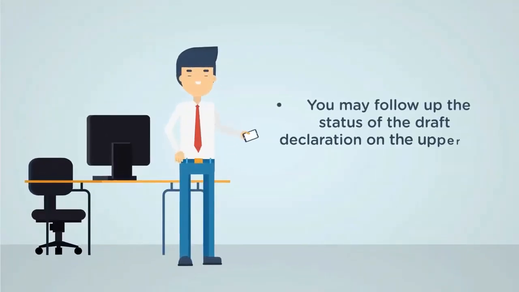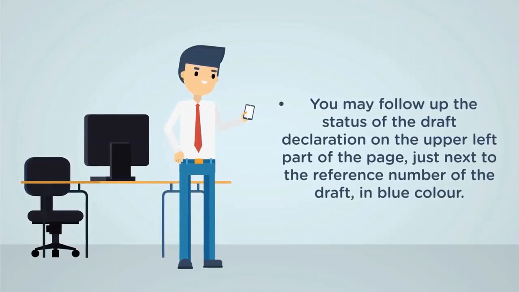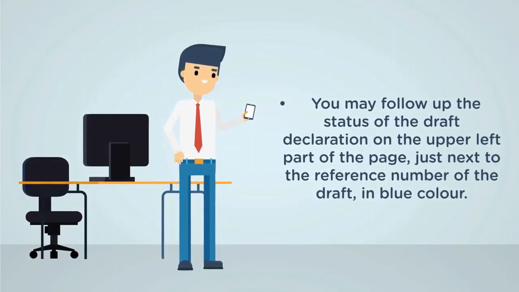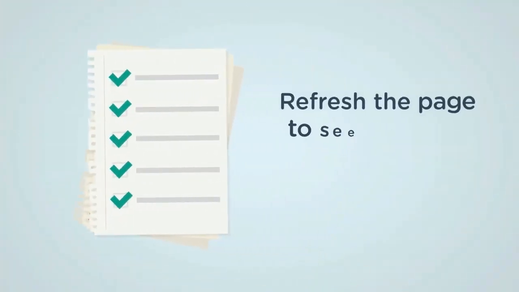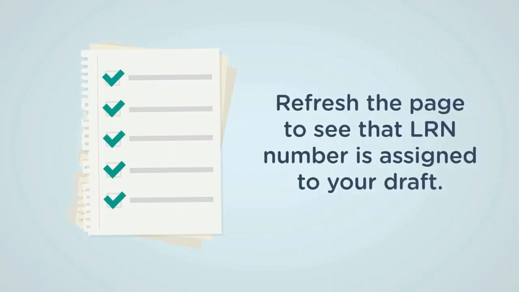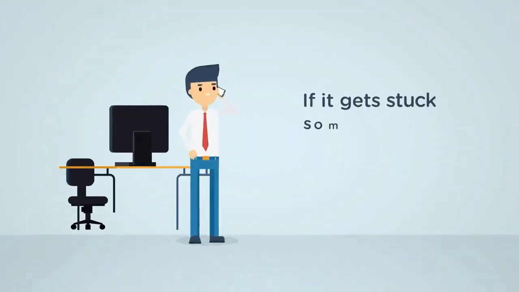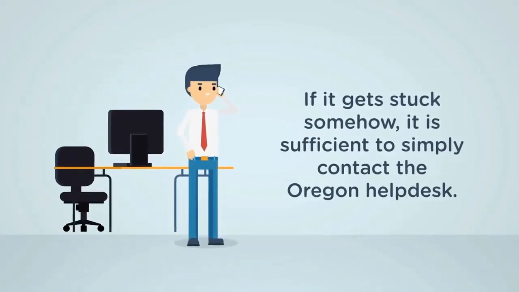You may follow up the status of the draft declaration on the upper left part of the page, just next to the reference number of the draft, in blue color. Refresh the page to see that LRN number is assigned to your draft. This stage must not take long. If it gets stuck somehow, it is sufficient to simply contact the Oregon Help Desk.